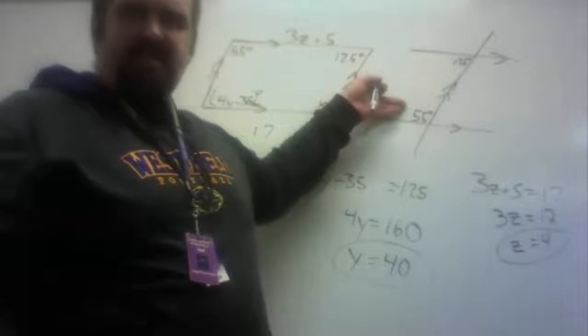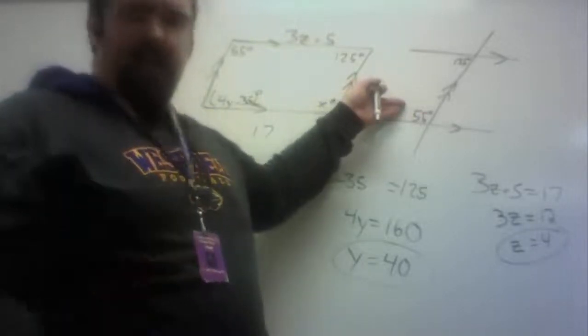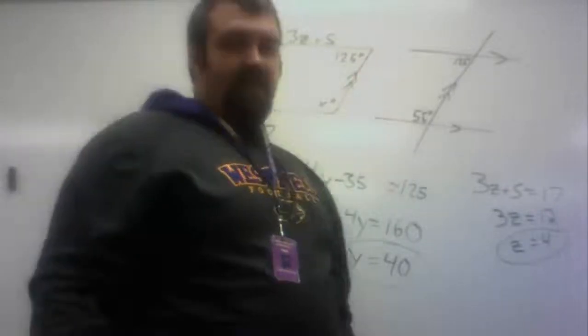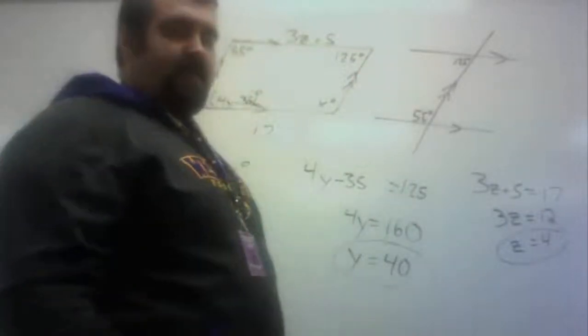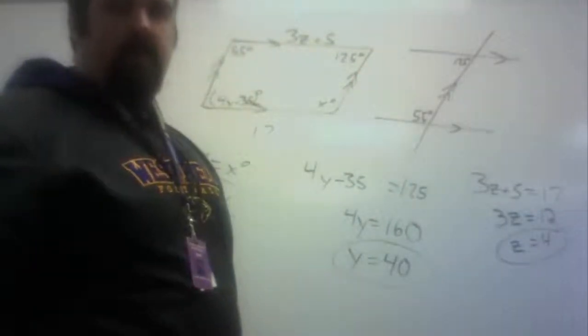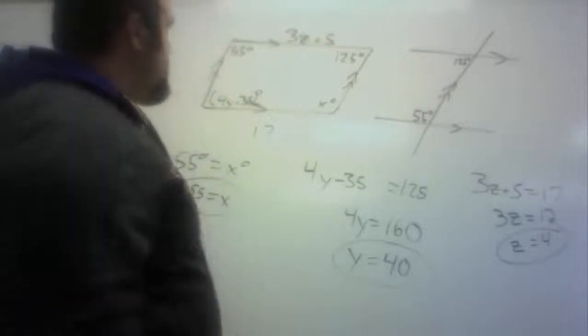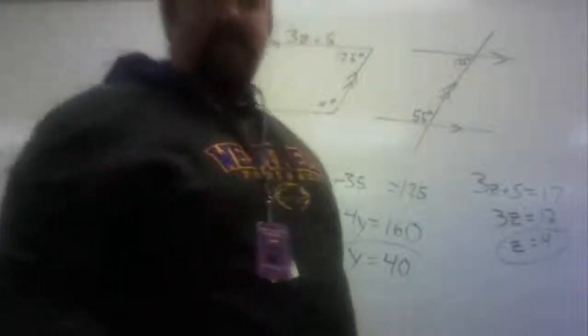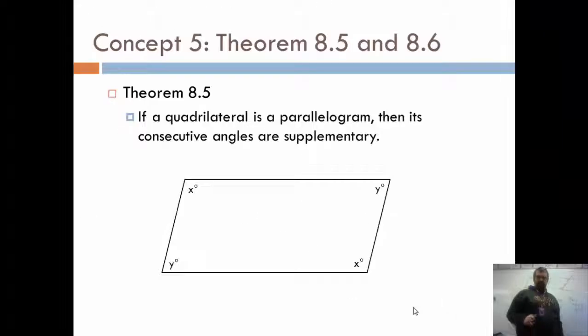It's just an extension of that theorem. But we have a whole other theorem to just remind you to say, hey, if it's consecutive interior angles of a parallelogram, those two angles have to add up to be 180, supplementary. So in this case, 125 plus 55 is 180. In the diagram over there, x plus y is 180. It has to be, because if it's a parallelogram, those angles are supplementary.